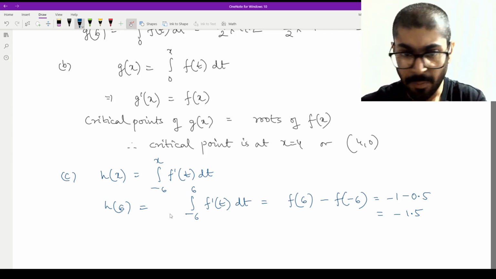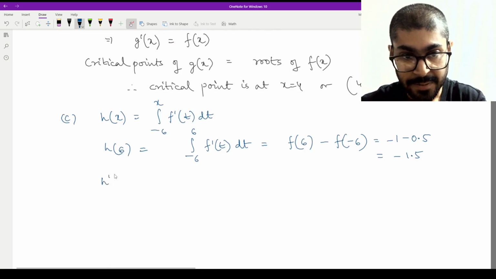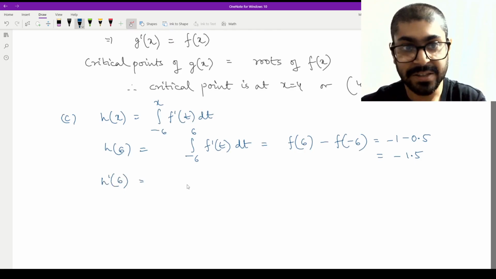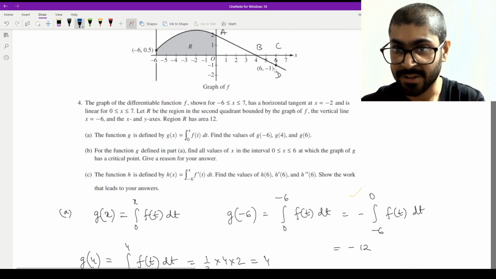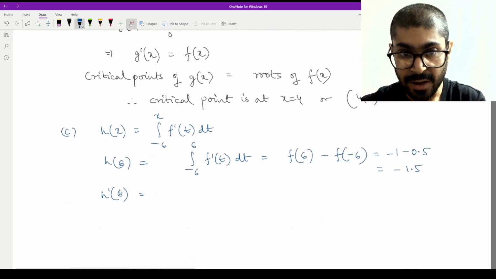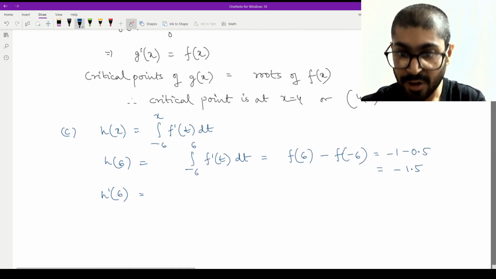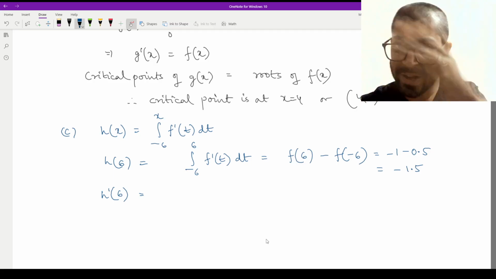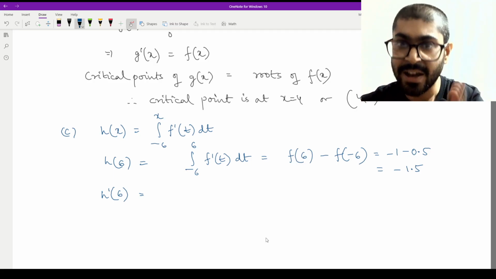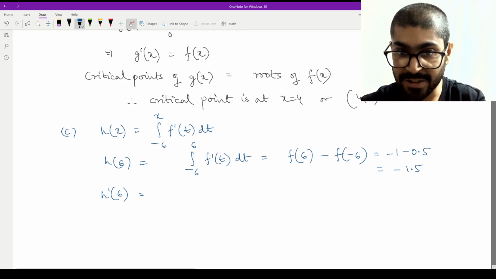Now the next portion is h dash 6. h dash 6 is basically the slope of the function at 6, right? Because h of x is the integration, so h dashed of x will be the normal function. If h of x is the integration of f dash t, then h dashed of 6 will be f dashed of 6. I hope you catch the drift.